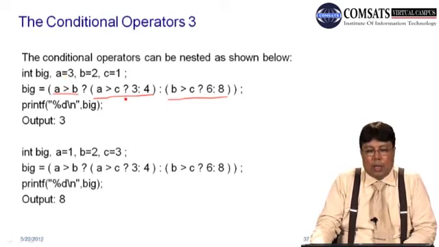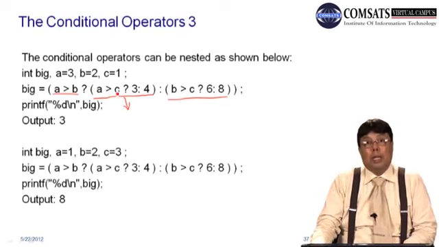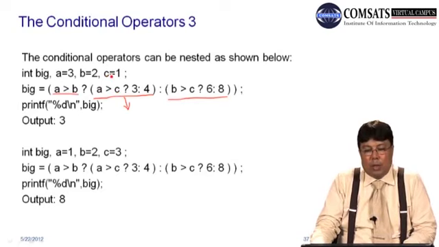When it executes this statement, then if A is greater than C, yes, A is greater than C because A is 3, C is 1. So if it is true, the answer should be this 3. Okay, so the output is equal to 3.